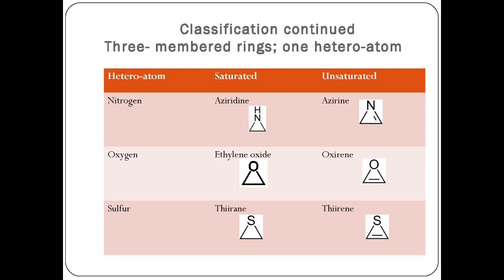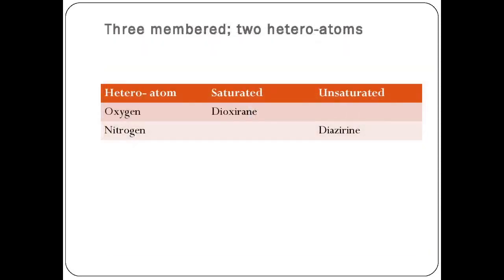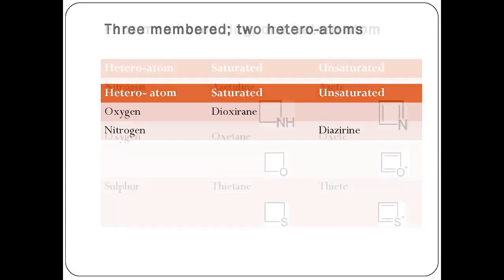For example, 3-membered rings which contain only one heteroatom. If the heteroatom is nitrogen and it is saturated, the name becomes aziridine. If it is unsaturated, it becomes azirine. Next, oxygen. If it contains an oxygen heteroatom, the name becomes ethylene oxide, and for unsaturated, oxirene. Sulfur, thiirane, and for unsaturated, thiirene. You can apply the previous rules on these compounds. 3-membered rings having two heteroatoms: oxygen, dioxirane; nitrogen, diazirine.